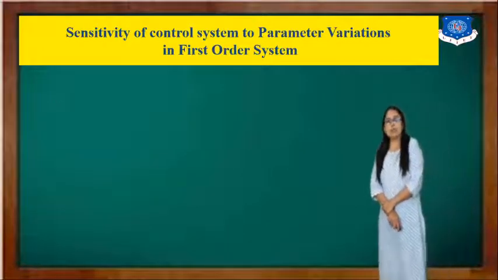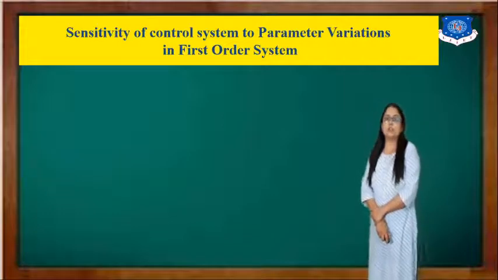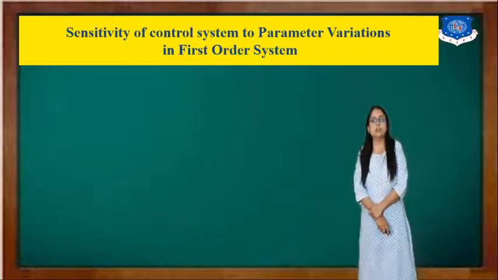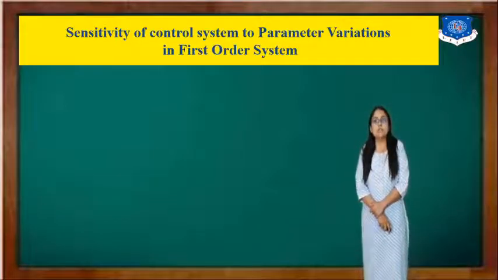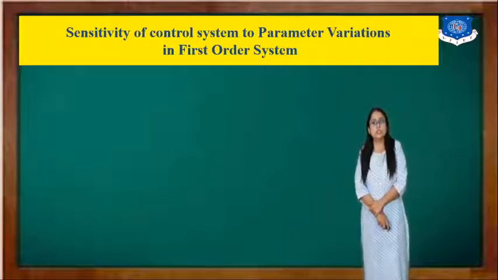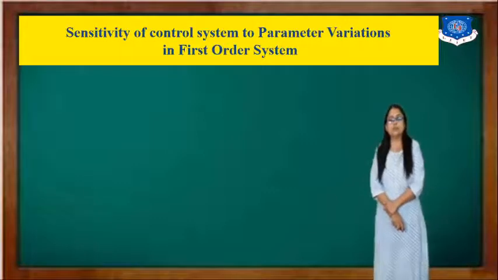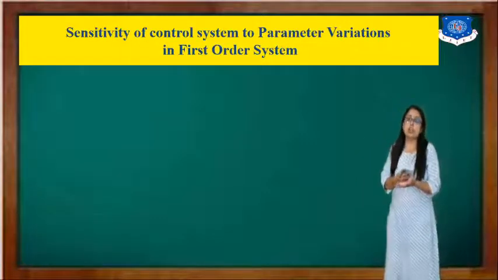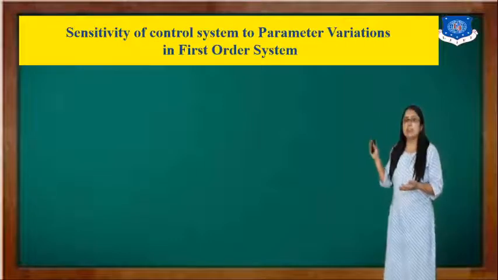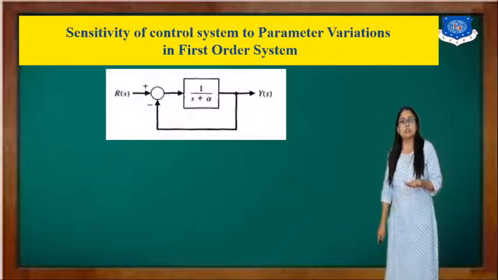First of all, we will discuss the sensitivity of control system to parameter variation in a first order system. In our earlier session, we discussed how to find out the sensitivity of the transfer function with the help of change in G or H. So today we will discuss this for the first order system.